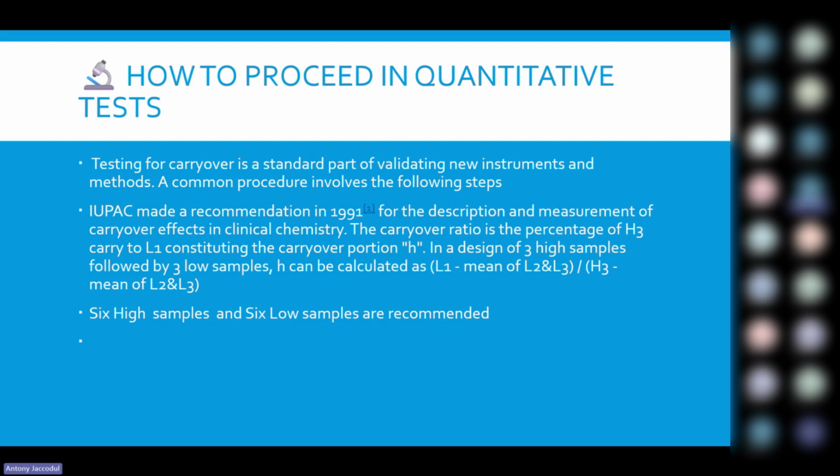For description and measurement of carryover that affects clinical chemistry, the carryover ratio is calculated as a percentage: high 3 carryover to low 1, constituting the carryover proportion, in a design of 3 high samples and 3 low samples, where you calculate H as L1 is always the mean of L2 and L3, and therefore for H3 you also subtract that, and have L1 and L2.